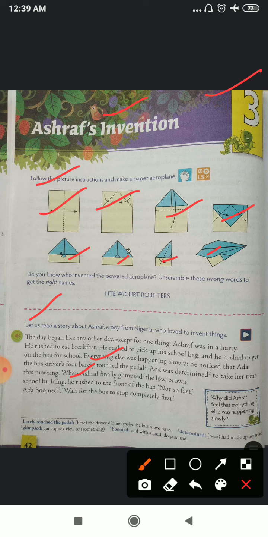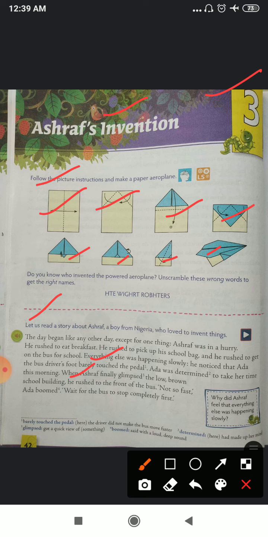So, what happened next? When Ashraf finally glimpsed means he got a quick view of something. So when Ashraf got a quick view of his school building, the building was painted brown. So when Ashraf saw the school building, he quickly rushed to the front gate of the bus. But what happened?